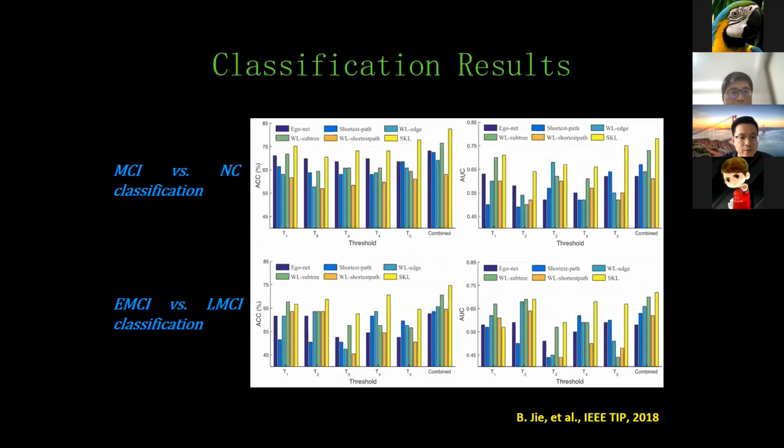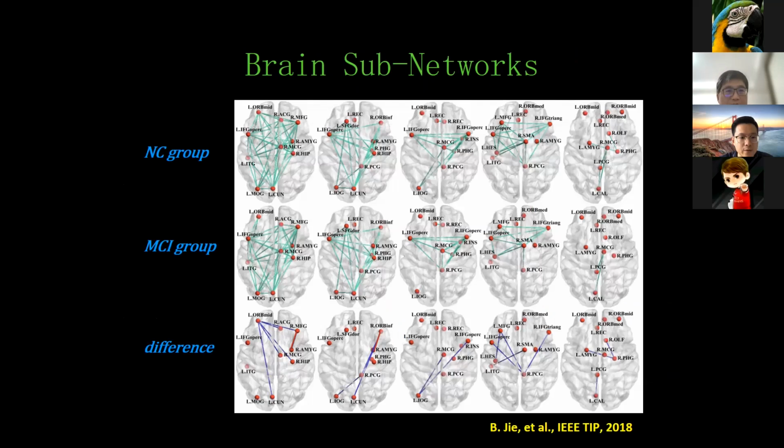Okay, so we validate our method on the MCI and normal control classification, and also for the early MCI and the late MCI classification. And both experiments validate our proposed methods. And also we can find the discriminative brain subnetworks for different groups, as in MCI and normal control groups. There are different topologies in the brain networks.